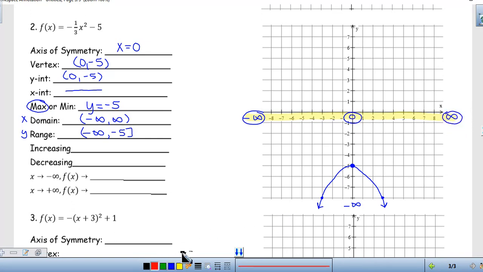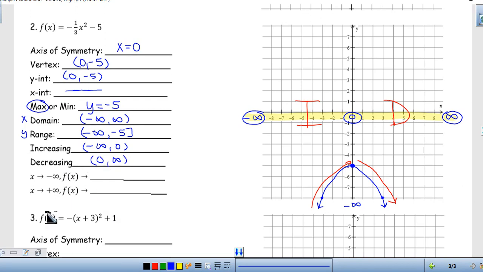So on the left side of the graph, I'm going to start tracing the graph, and it goes up, which means it is increasing in this interval. And on this side, it is going down, so I am decreasing in this interval. So increasing between -infinity and 0, decreasing between 0 and +infinity.